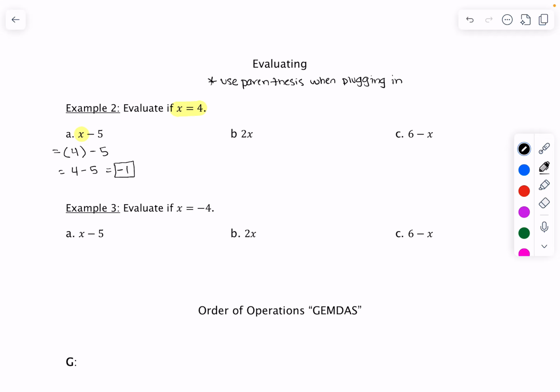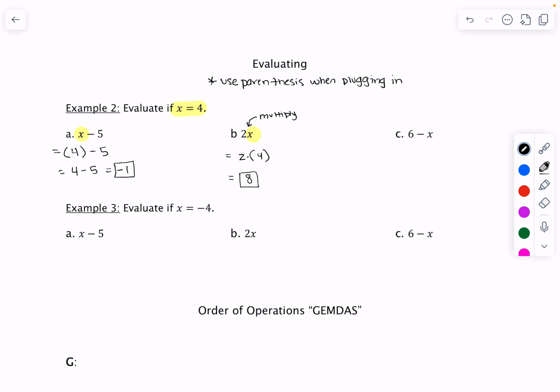All right, letter B, 2 times x. So now I'm still replacing that x with 4. So when I plug it in, I'm going to have 2 times parentheses 4. And what is 2 times 4? It is 8. So when x equals 4, 2x equals 8. Okay, remembering that when we have a number and a variable bumped up right next to each other, it means multiplication. So it means multiply. There's like a little invisible dot in between those two things.